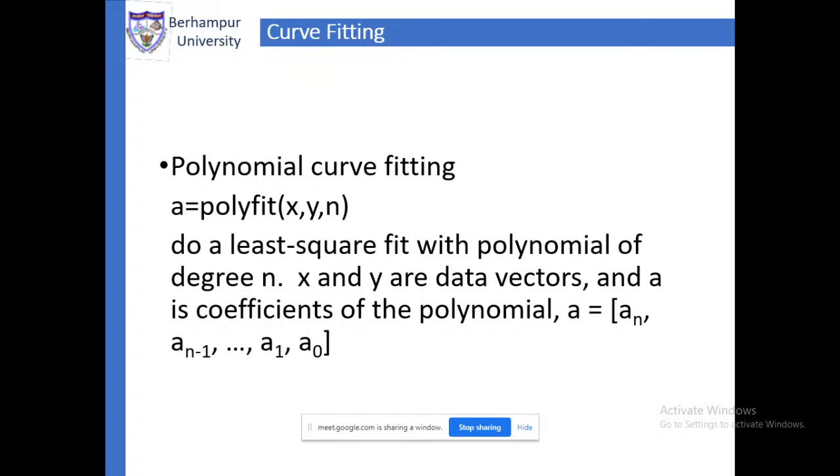And what is the return value? The return value is a vector which is a1, a2, a3 up to an. These are the coefficients of this polynomial, a1x, a2x squared, a3x cubed, starting with a0 of course. Those are the values that you will get if you do a polynomial curve fitting. We'll try to see most of these today. Then go to the next function.